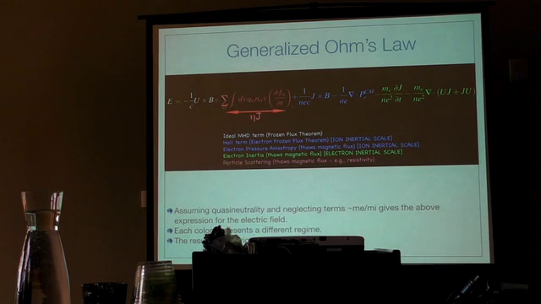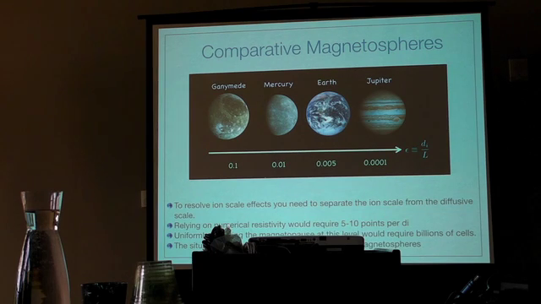So what I've talked about so far has to do with the first two terms in Ohm's law, so the ideal up to resistive MHD. But I want to switch gears now and talk about the extension to Hall MHD. It turns out that Hall MHD is really difficult to do for the Earth's magnetopause. The reason is that if you want to resolve the ion scale effects in Hall MHD, you have to really separate the ion scale from the diffusive scale.